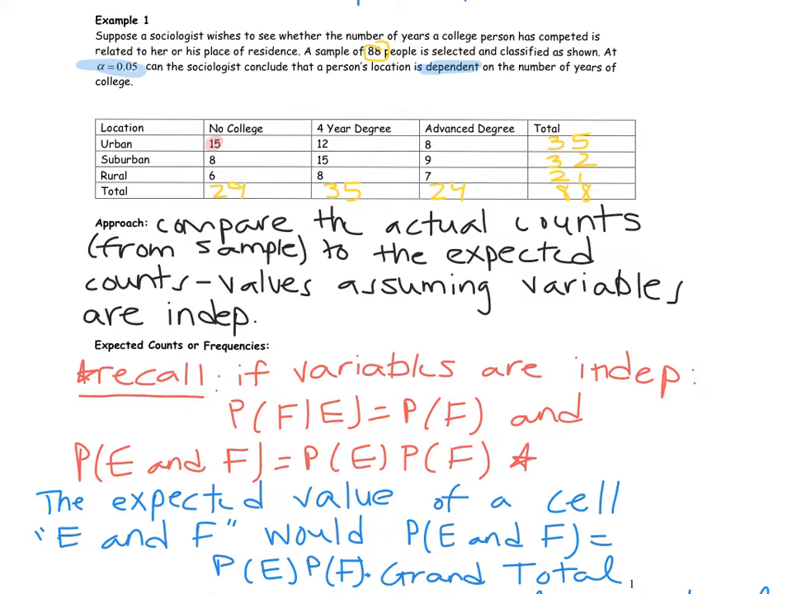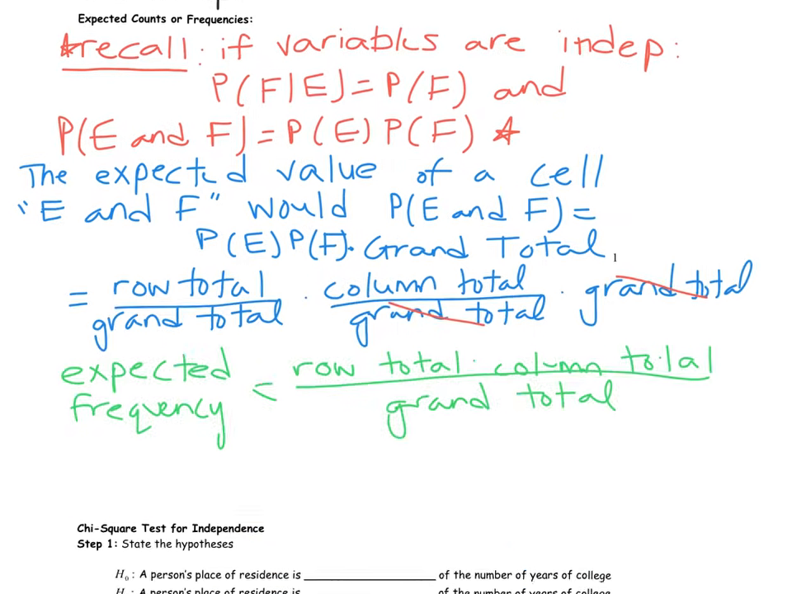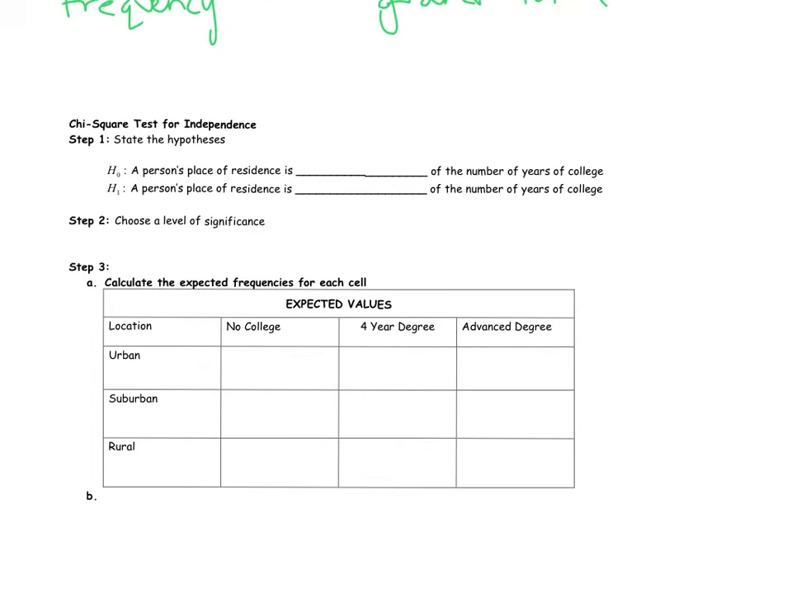Okay, so we know our approach. We're going to compare the actual counts to the expected counts. Now we know how to calculate the expected counts. So let's start running our hypothesis test. Again, this is called your chi-squared test for independence. The hypothesis is always the same, that the variables are independent for the null hypothesis.